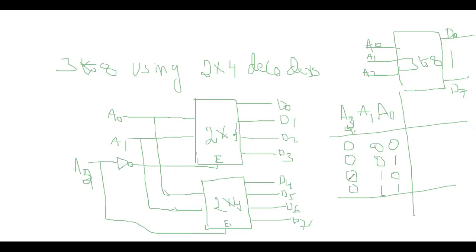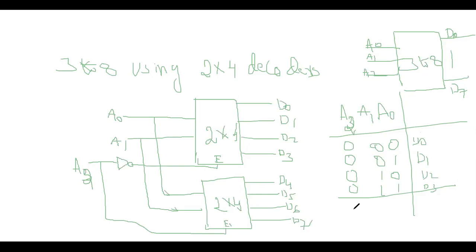In this case, A2 is 0, so we directly get the enable input as 0. When A2 is 0, the lower 2 to 4 decoder is disabled. A2 is 0, and with this inverter the value is 1 here, and the upper 2 to 4 decoder is enabled. We get D0 high, D1 high, D2 high, and D3 high. All the remaining outputs are 0.